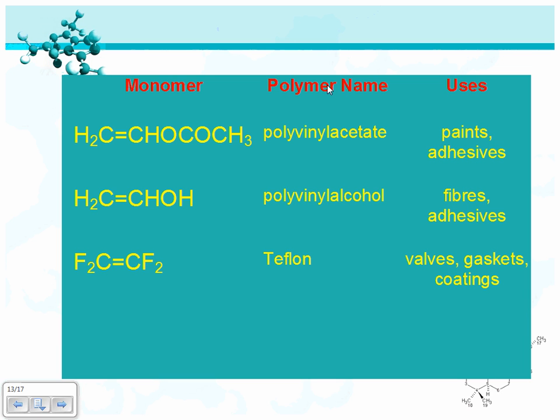Here's polyvinyl acetate, polyvinyl alcohol. That's what we're going to use in one of your labs. And Teflon. So you've all heard of a Teflon coating on a pan, that non-stick Teflon coating. Got some fluorines on there to make that happen.